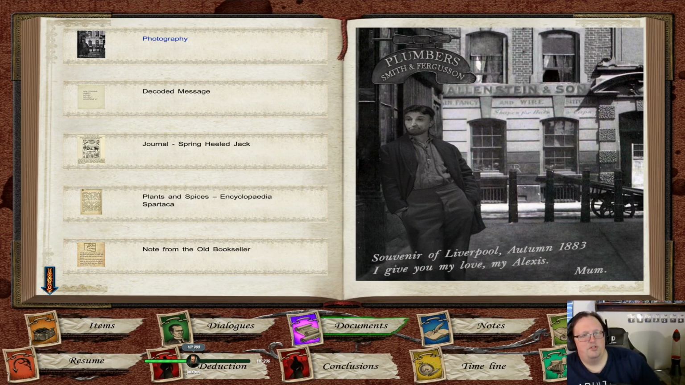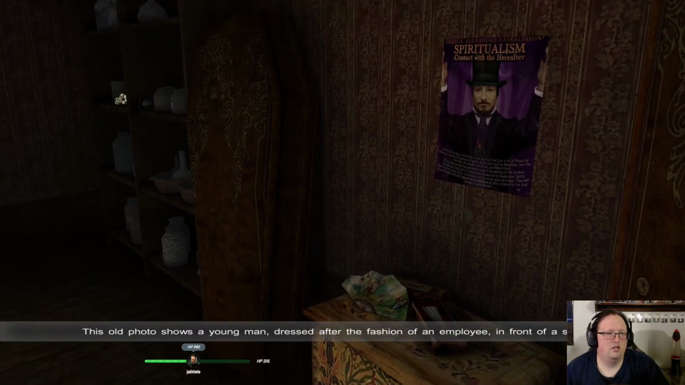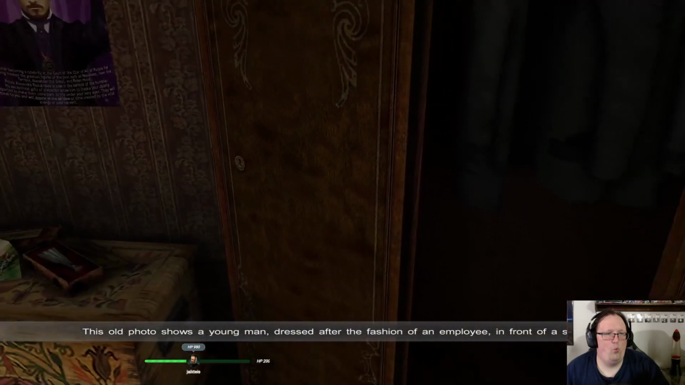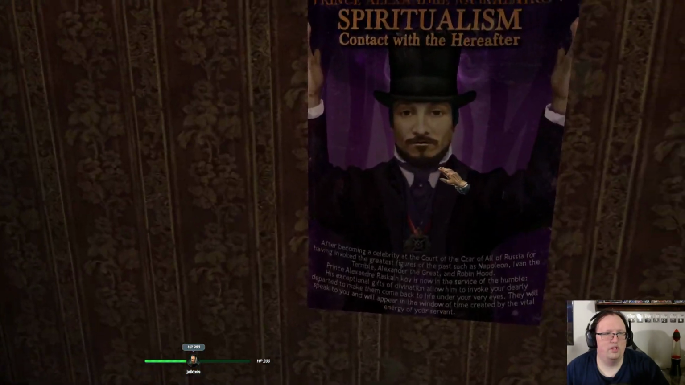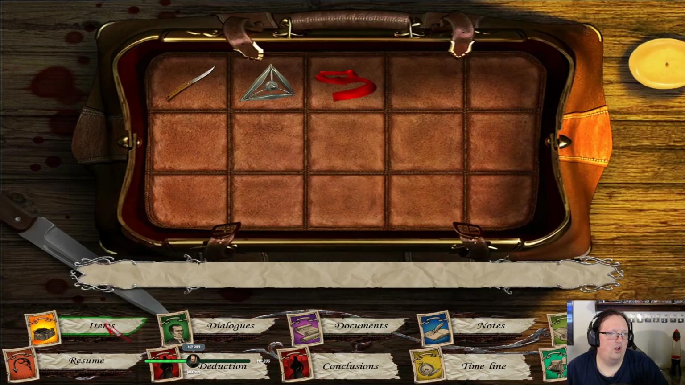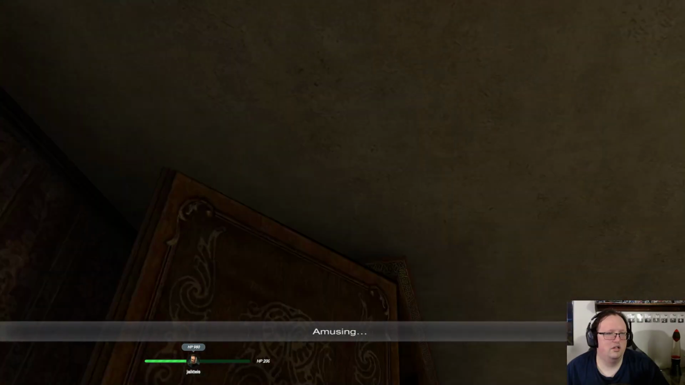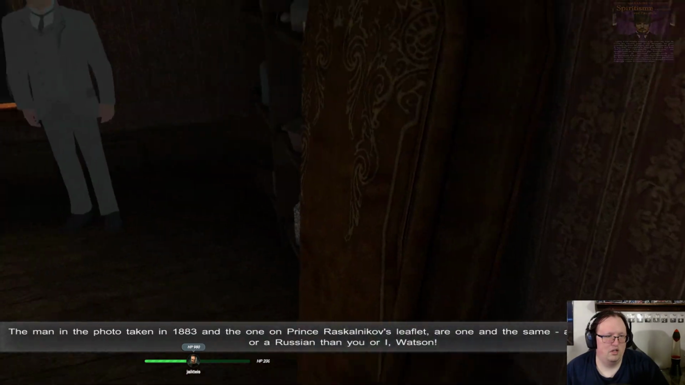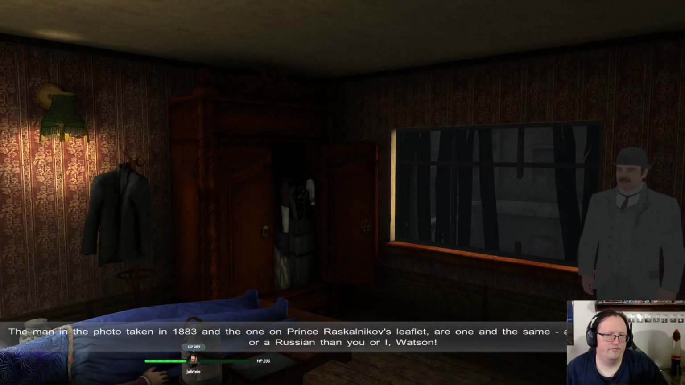Smith & Ferguson Plumbers. Souvenir of Liverpool, autumn 1883. I gave you my love, my Alexis. This old photo shows a young man dressed after the fashion of an employee in front of a shop. Look at this. Spiritualism. Contact with the hereafter. Put these together. The man in the photo taken in 1883 and the one on Prince Raskolnikov's leaflet are one and the same, and no more a prince or a Russian than you or I, Watson.